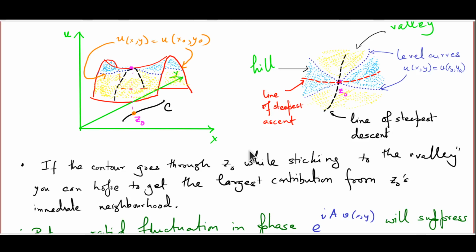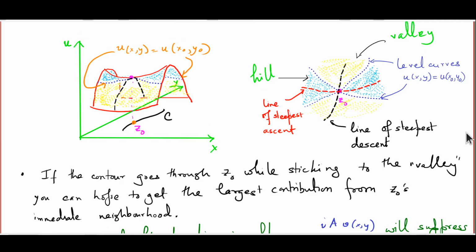So when you say u increases most rapidly along the line marked with red dashes, you mean as you move away from the saddle point in either direction, u increases as fast as it can. And a similar statement can be made about the line drawn with dashed black lines, that is the line of steepest descent.